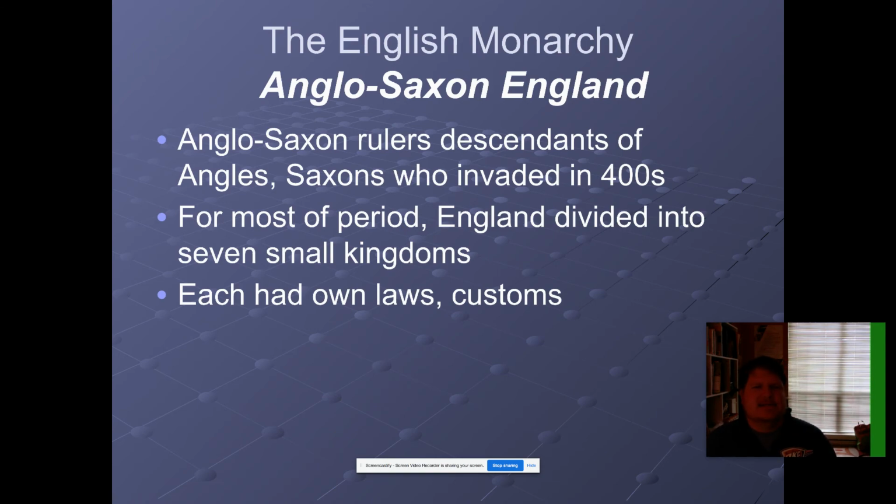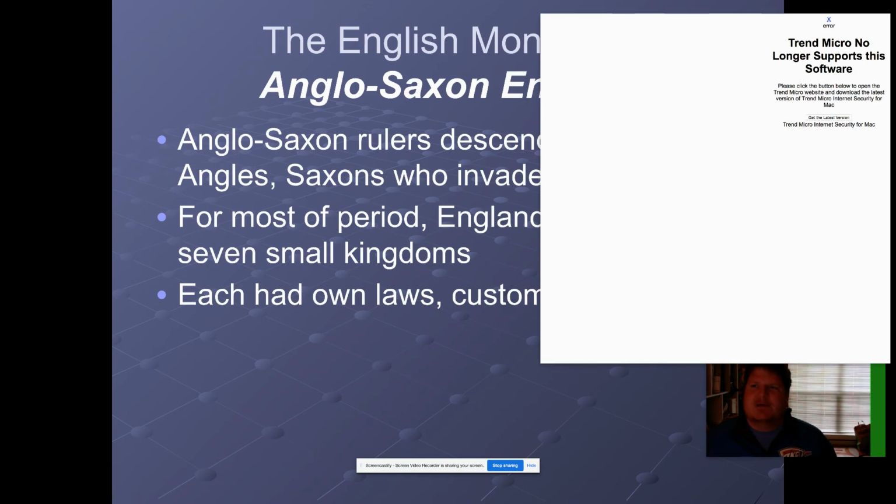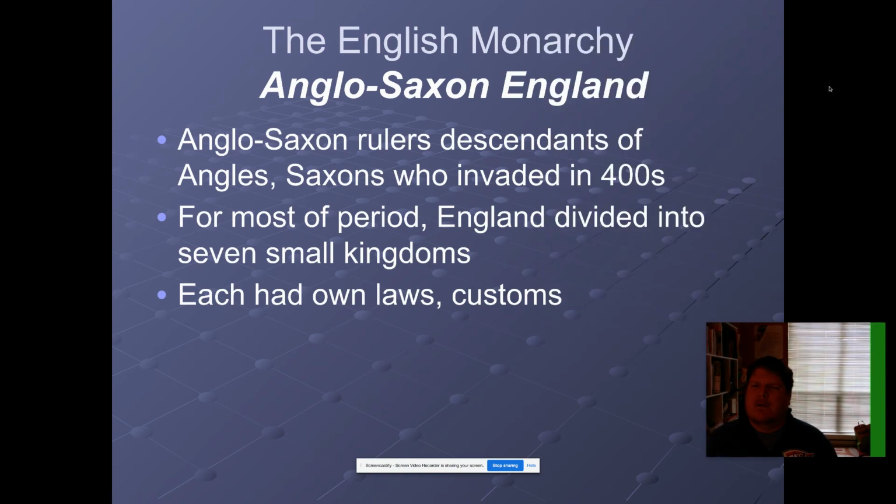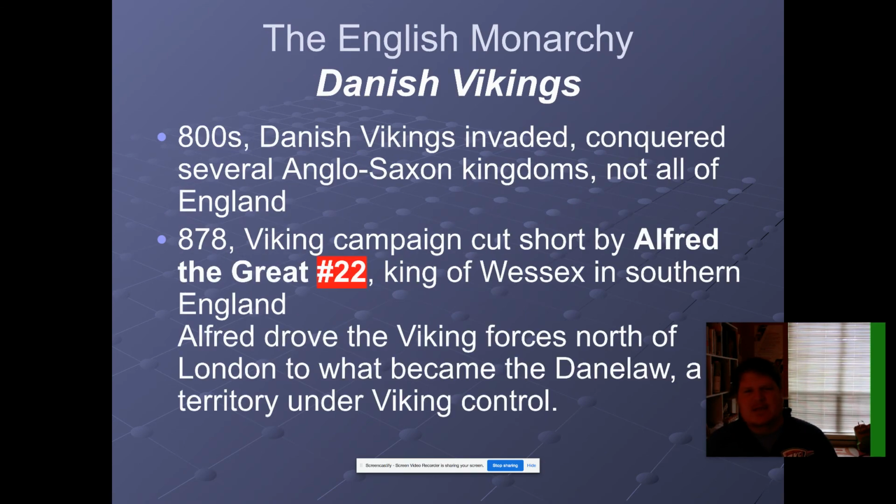But Anglo-Saxon England: the rulers, descendants of Angles and Saxons, invaded in the 400s. Most of the time there were divisions, some small kingdoms that grew out of this time. As I ignore that little message there, don't worry about it. But anyway, these small separate kingdoms had their own laws, their own customs. They were very unique, very different in how they did things.